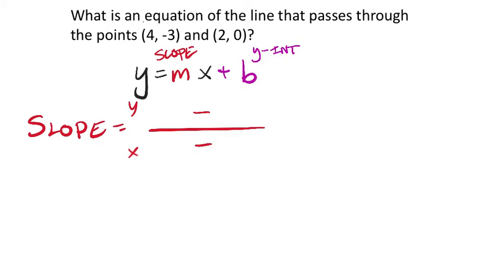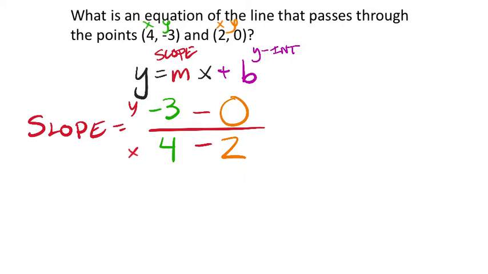So here, I have an x value that's 4 and a y value that's -3 from the ordered pair that's given. So the x in the denominator, the y in the numerator. 4, -3. Then I've got my other ordered pair, which shows that x is 2 and the y is 0. So x in the denominator is 2, 0 in the numerator because it's the y value.